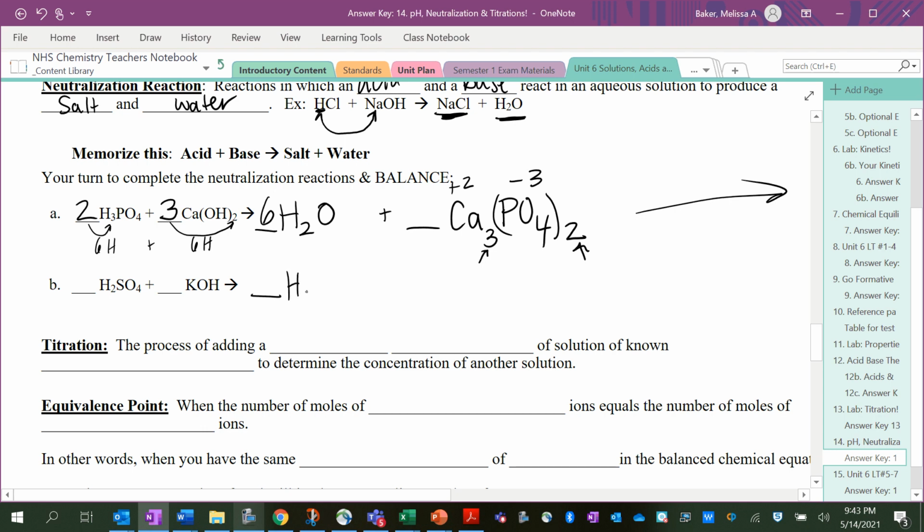Okay, let's do another one. Another acid plus another base. We know this is an acid because it starts with an H. We know this is a base because it ends with an OH. So we know it makes water. What else does it make? Potassium's got a +1 and sulfate has a -2. So this makes K2SO4. So to balance, we need a 2 and a 2.